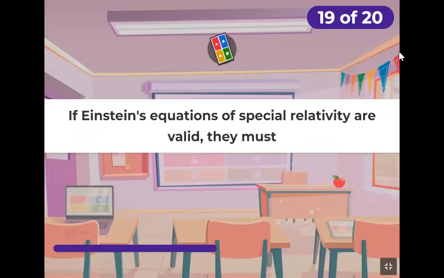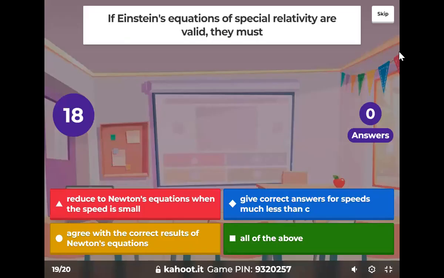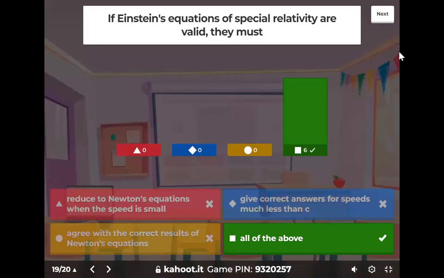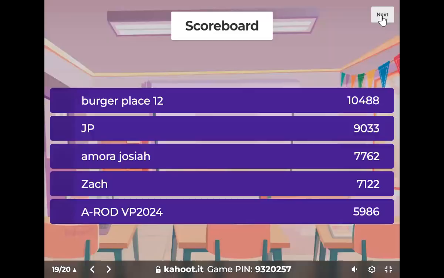If Einstein's equations of special relativity are valid, they must all of the above. There you go. That's another take on the correspondence principle. Right, the correspondence principle. All right, you guys got that?